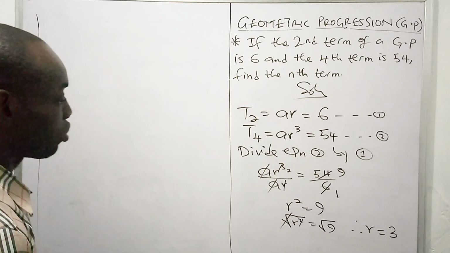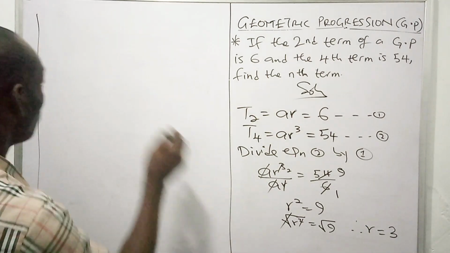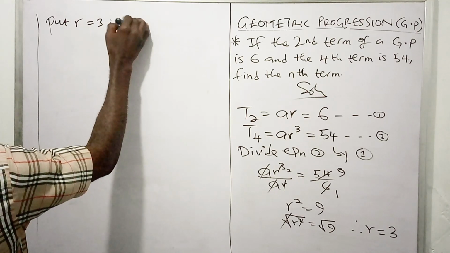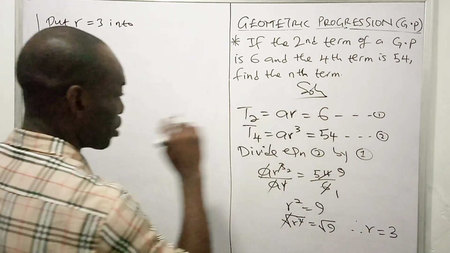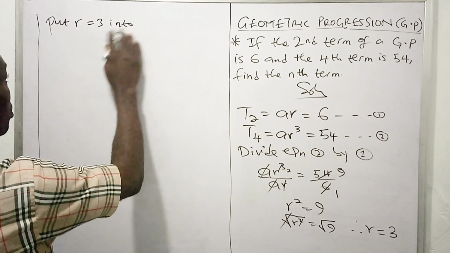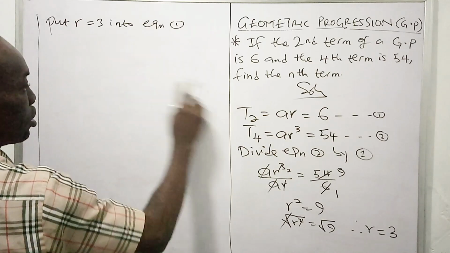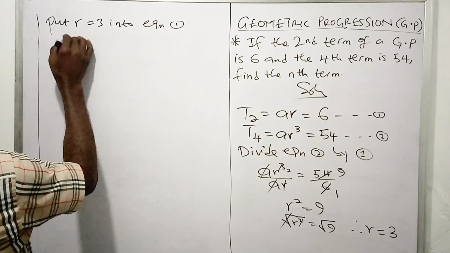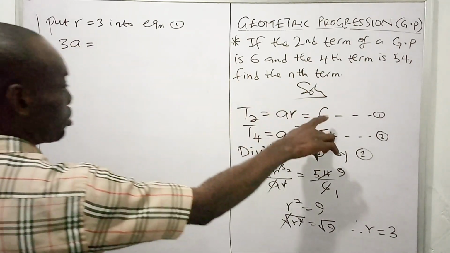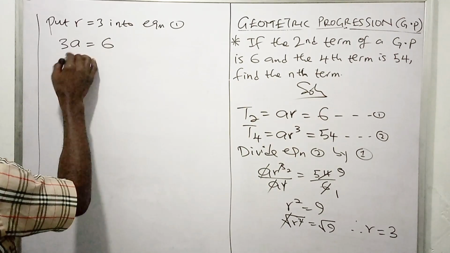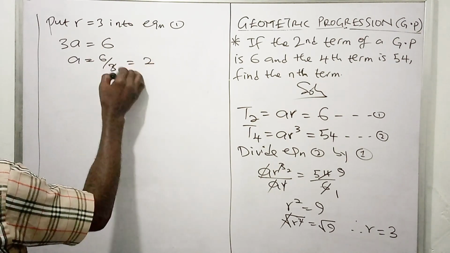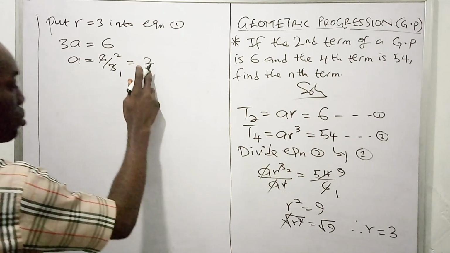So let's proceed. Now we've got the value of the common ratio. Now put R equals 3 into any of the equations in order to get the value of the first term A. If we're using equation 1, we put R into equation 1. So that gives us 3, which is the value of R, times A. That's 3A is equal to 6. Then we divide both sides by 3. That gives us 2. So the value of A is 2, and the value of R is 3.